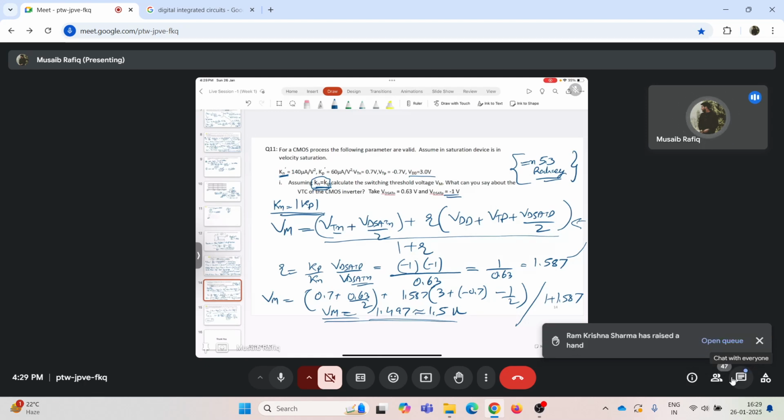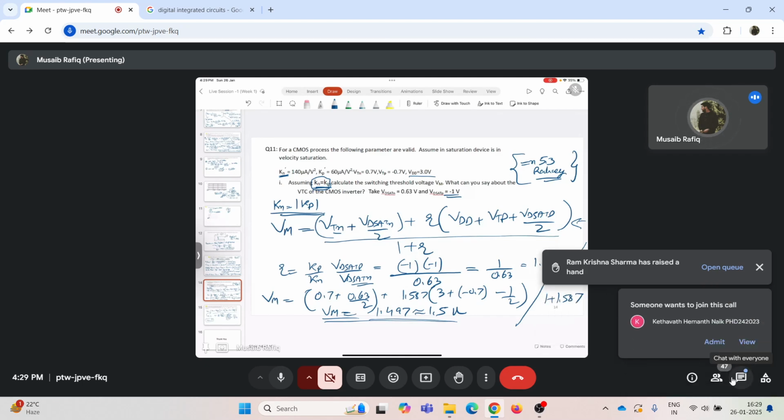So one of the students has asked question 11. For a CMOS process, the following parameters are valid. Assume the device is in saturation, velocity saturation, and we have the following parameters. One more assumption: Kn is equal to Kp, that is, the device transconductance of PMOS is equal to NMOS. Now we need to calculate the switching threshold.